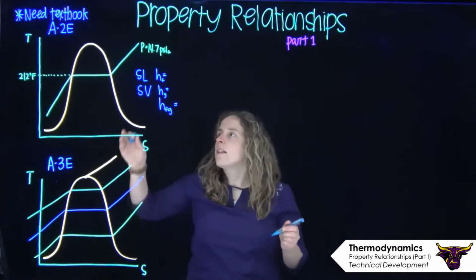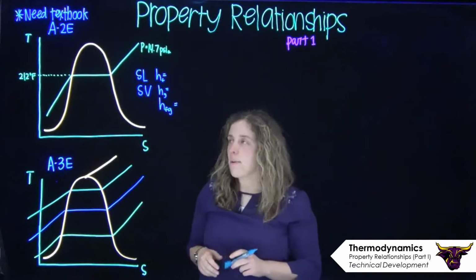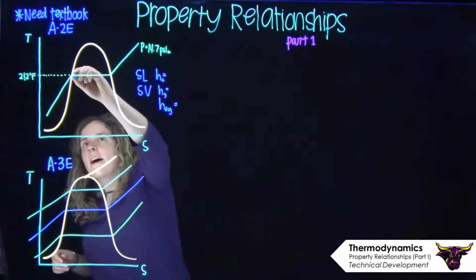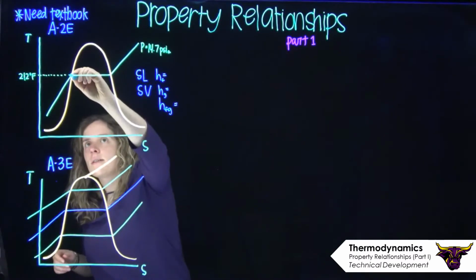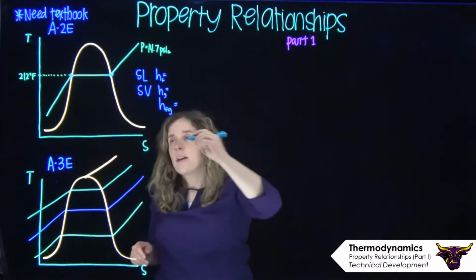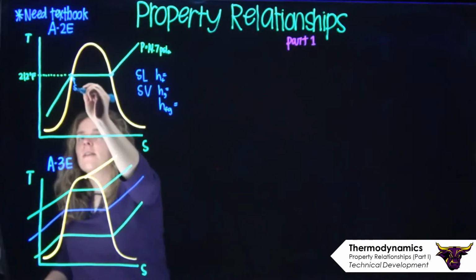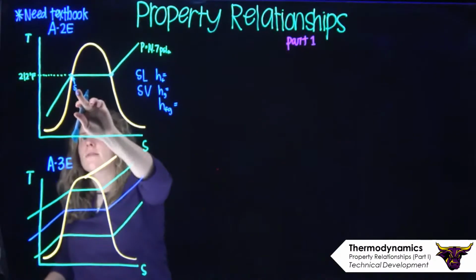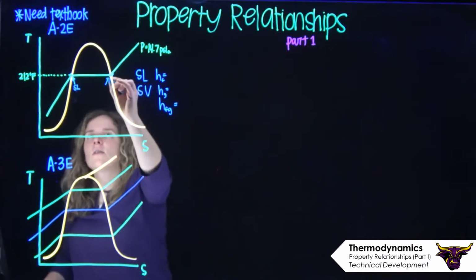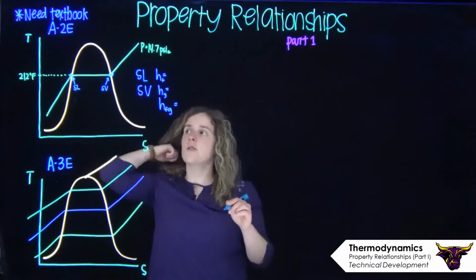So in this temperature entropy curve that we have, we know from previous videos that this is an important point, and this is an important point. Here, this is where we're at a saturated liquid. Saturated liquid. And here, we're at a saturated vapor. So I want you to go to table A-2E.